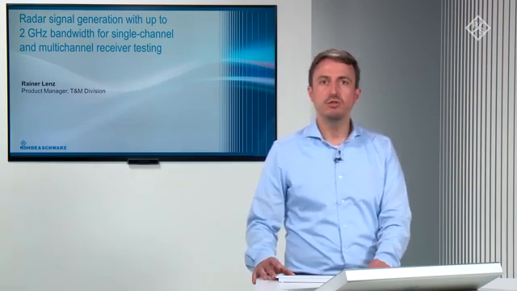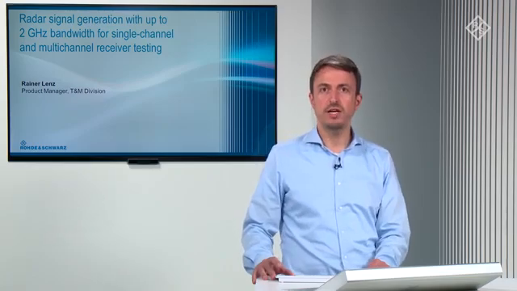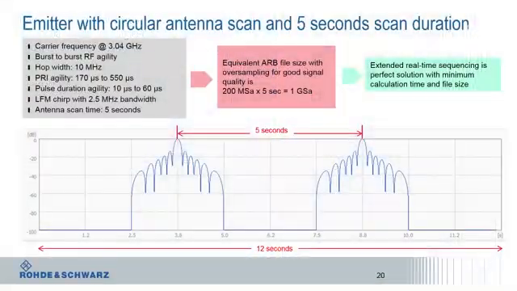First of all, let's assume an emitter with a circular antenna scan with a 5 second scan duration, which is quite long. The carrier frequency of this radar is 3.04 GHz. It has burst-to-burst RF agility. The hop width of each burst is 10 MHz. It's also using PRI agility, and the pulse duration is not always the same, but varies during the scenario. In addition, each chirp uses a linear frequency modulation with 2.5 MHz bandwidth.